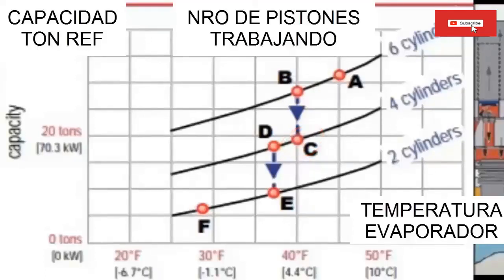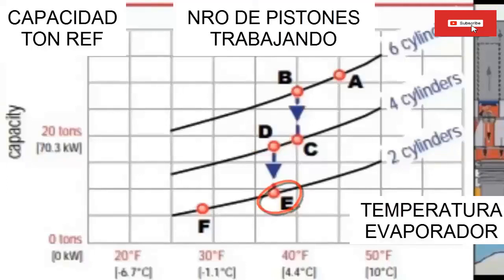8. As the load continues to decrease, the capacity and suction temperature follow the 4-cylinder curve until it reaches point D. 9. Here the second set of 2 cylinders is unloaded, decreasing the compressor capacity to 9.5 tons, 33.4 kilowatts, along the curve of 2 cylinders, E.